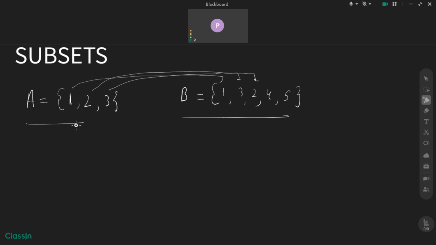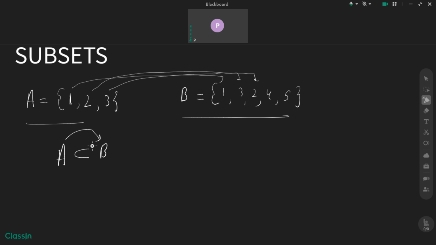Then in this case, we say that A is a subset of B. Subset means contained. So A is contained in B. This is the definition of a subset: if all elements of a set are present in another set, we say this set is its subset.